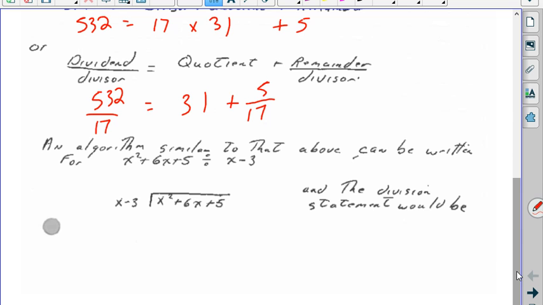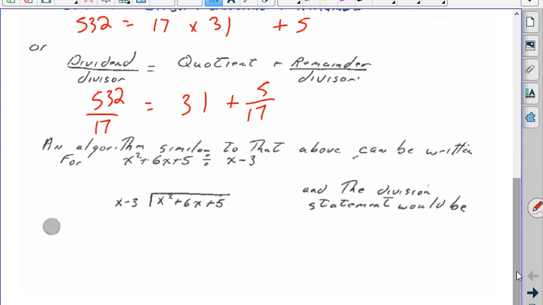Now, this, I would never ask you to do that. Well, I guess I might ask you to do this one. Here we have the same principle. Our divisor is x plus 3. Our dividend is x squared plus 6x plus 5.